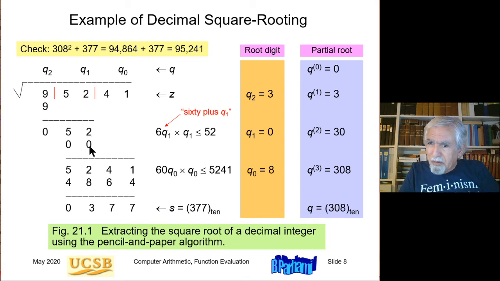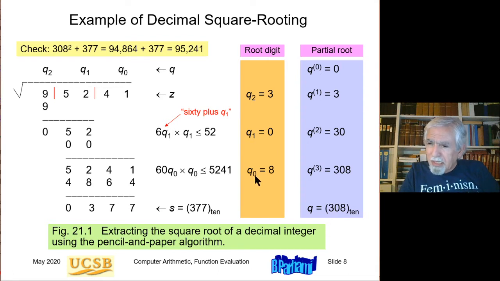I subtract 0 because this value is 0. I get 52. And then use the last group of digits for 1 to determine what the next root digit should be. Again, I ask the same question. Double partial root, 30 becomes 60. What digit should I attach to these two digits? Again, this is not 60 times Q0, it's 600 plus Q0. So 600 plus Q0 times Q0 must be less than or equal to 5241.